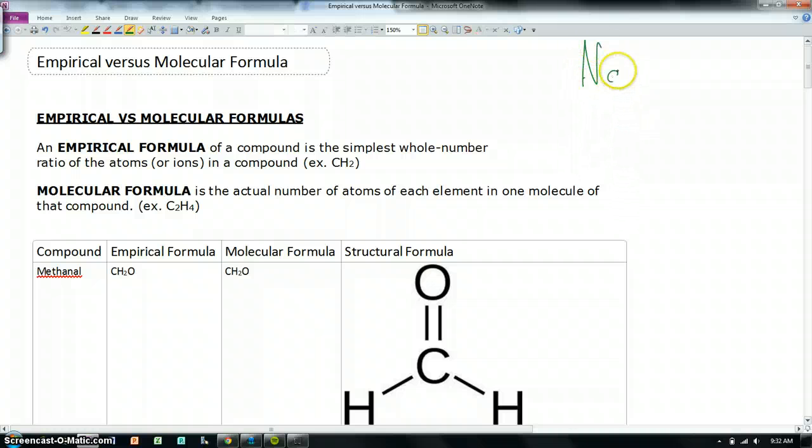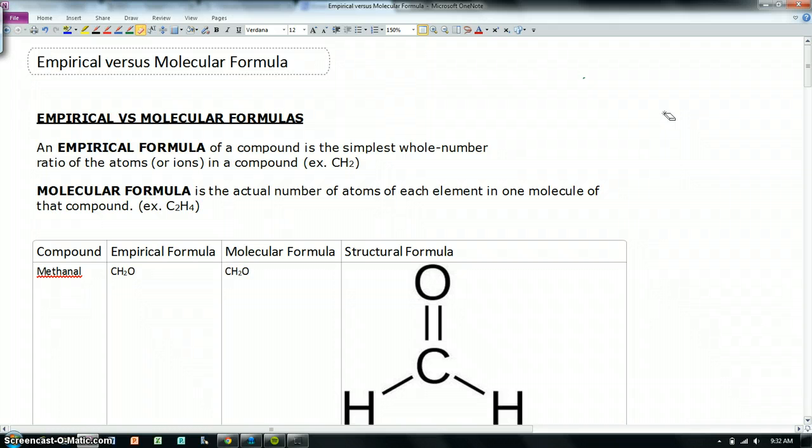For example, if I had Na2Cl2, we always reduce that to NaCl in the case of an ionic compound, when we have a metal and a nonmetal. When we're dealing with just nonmetals in covalent compounds, we can reduce to an empirical formula, which is the ratio of whole numbers, but really what we want is the molecular formula.